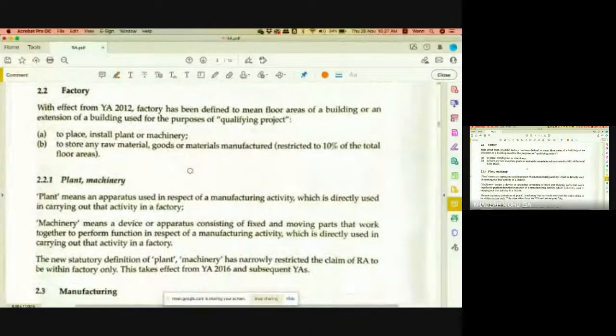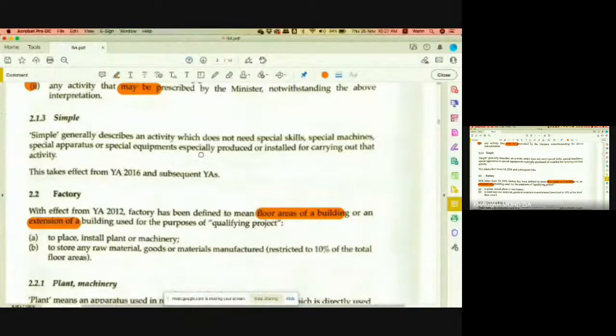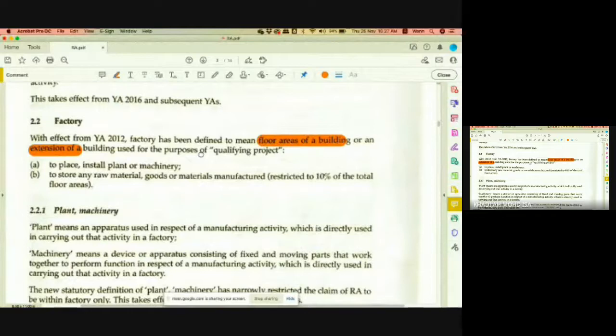And then factory here means floor areas of building, or floor areas of an extension of a building used for the purpose of the qualifying project. Again, the qualifying project just now refers to the expansion of this thing. And then it said to place or install plant or machinery, or to store any raw materials, goods or material manufactured. When we talk about the storage here, it is restricted so that the capex cannot be more than 10% of the total floor areas.